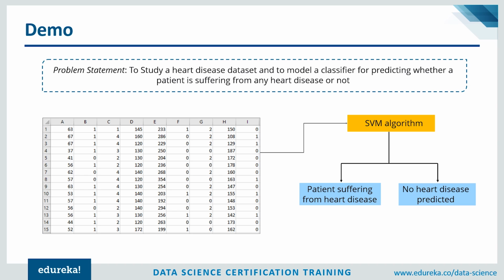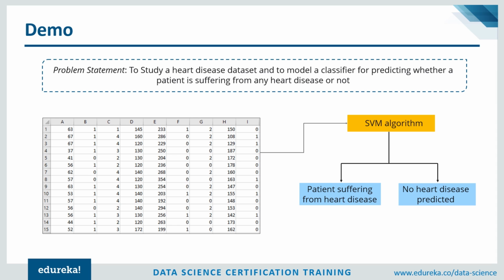So our problem statement is to study a heart disease data set and build a classifier to predict whether a patient is suffering from heart disease or not. Now this data set will have n number of patients along with details about the patients, for example, their age, the cholesterol level, their sex, all that will be mentioned in the data set. So we're basically going to study this data set, build an SVM classifier, and then predict whether a patient is suffering from any heart disease or not.